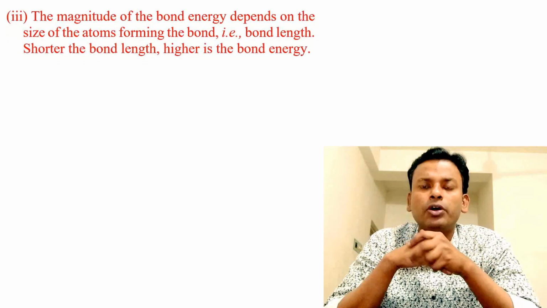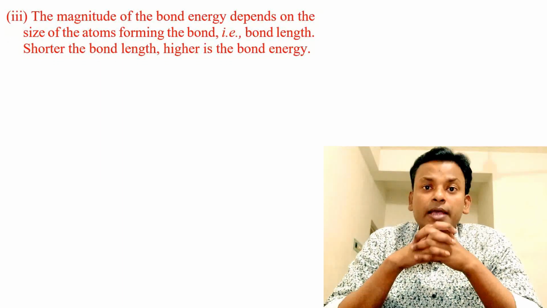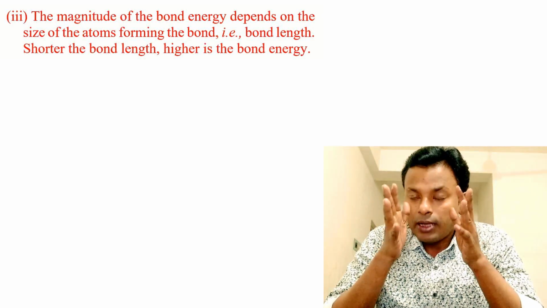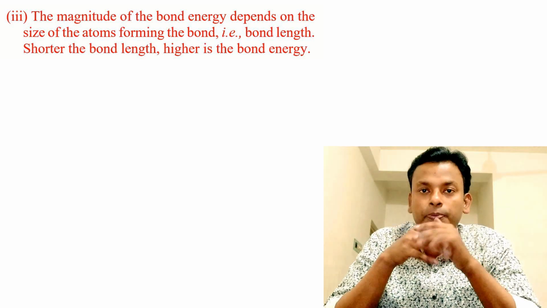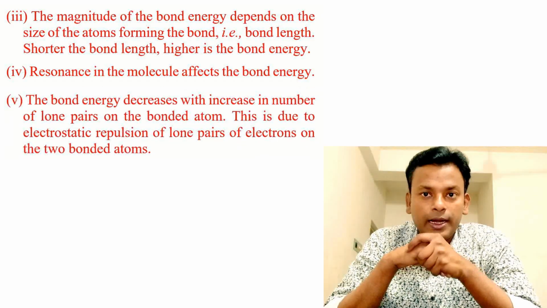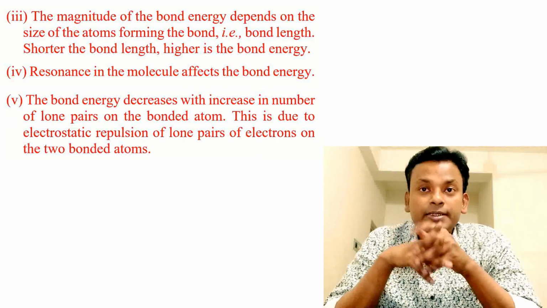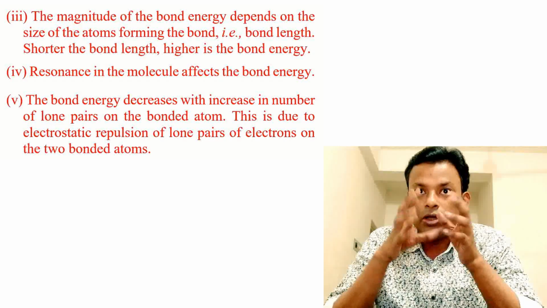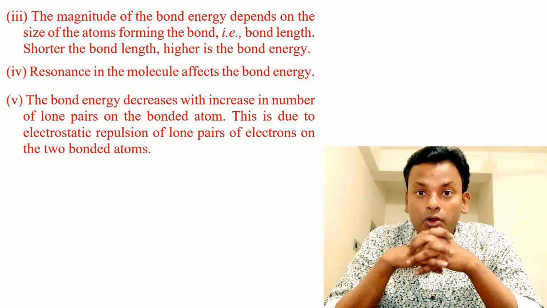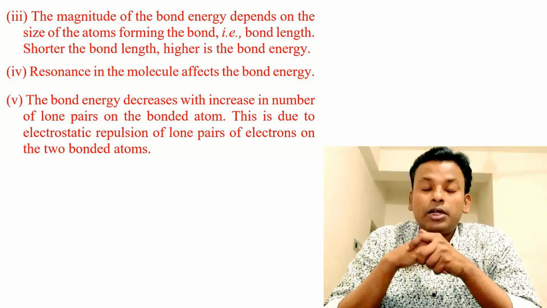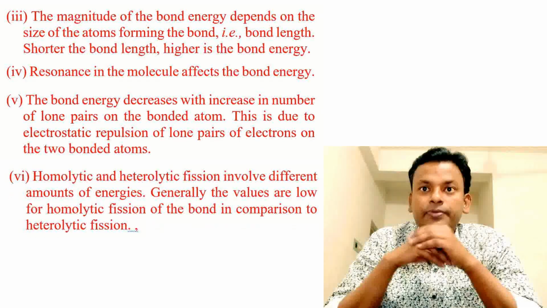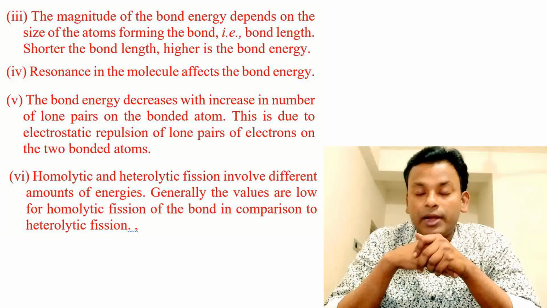Point 3. The magnitude of bond energy depends on the size of the atoms forming the bond, that is the bond length. The shorter the bond length, the higher the bond energy. Point 4. Resonance in the molecule affects the bond energy. Point 5. The bond energy decreases with increase in the number of lone pairs on the bonded atoms. This is due to electrostatic repulsion of lone pairs of electrons on the two bonded atoms. Point 6. Homolytic and heterolytic fission involve different amounts of energy.